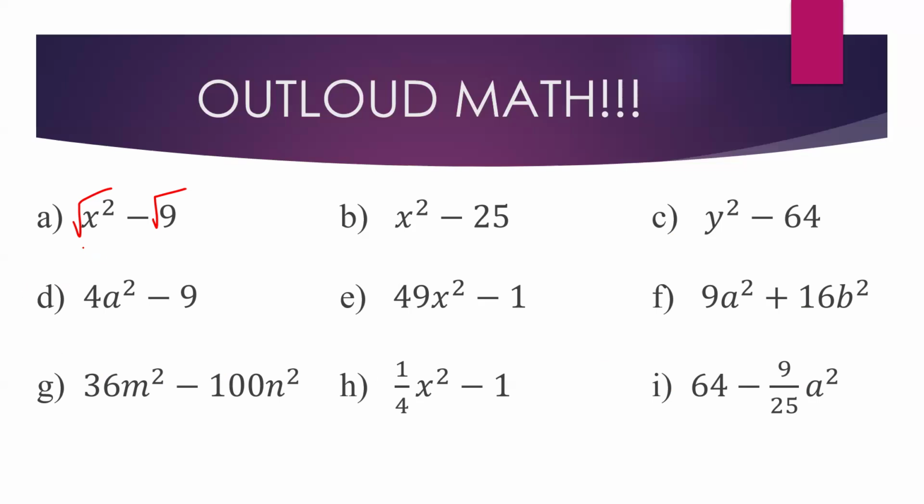So the square root of X squared is X. The square root of 9 is 3. So your factors are X minus 3 and X plus 3. That's the pattern they realized: every single time you are taking the difference of two perfect squares, there's a rule to follow. And that rule is simple.